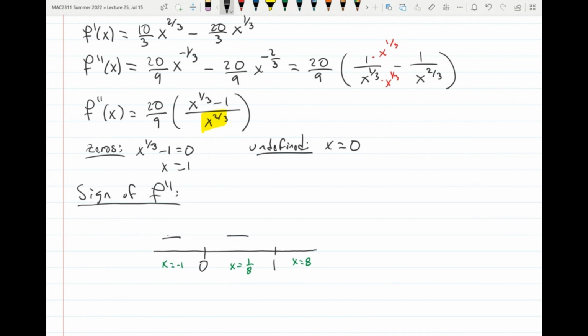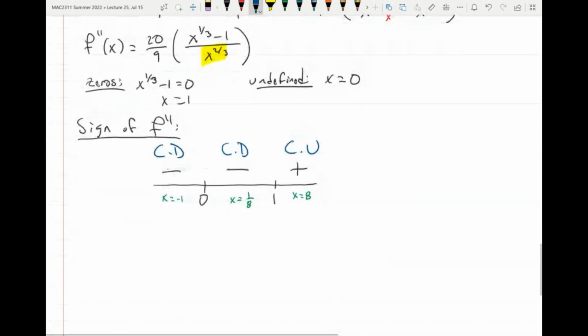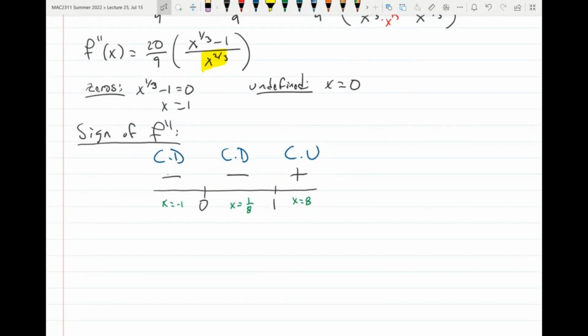And then you put an 8, that's a 2. So 2 minus 1, that's positive. So that's a positive. That means that here we have concave down, and then here it goes to concave up. So that means that 0 is not an inflection point, okay, because there's no change in concavity around 0, but this guy right here, 1, is an inflection point.